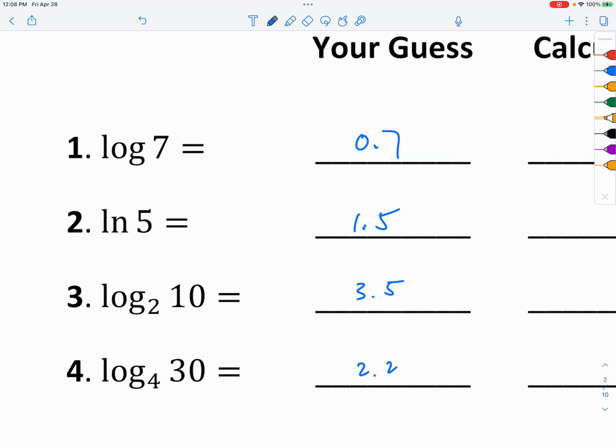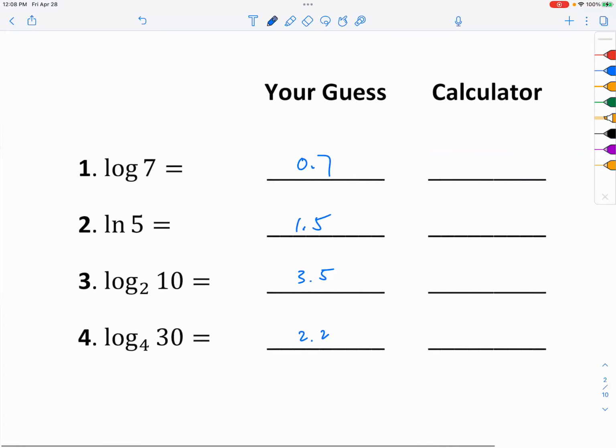2.2, sure. All right. So I hope you understand where these estimates come from. They're based on our understanding that log 7, well, 7 is less than 10, so therefore 0.7. Log base 2 of 10, you think, oh yeah, I know log base 2 of 8. These numbers must come from some sort of reference, and you need to know what reference you're using and use it to generate your estimate. And now, go ahead, use your calculator and find out what these values are.